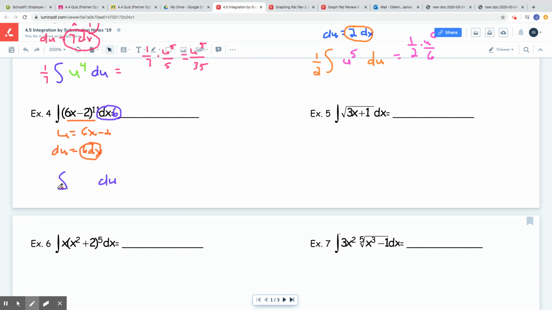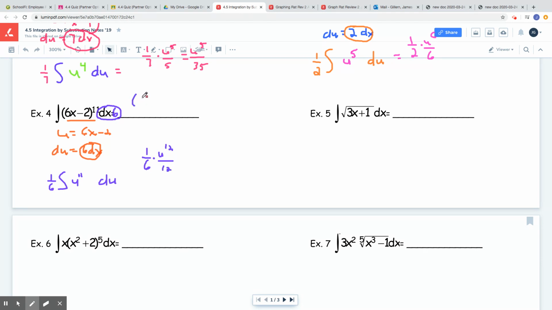It means on the outside, I need to put a 1/6 to balance that out. Remember, any constant can always be moved to the outside. So 6 times 1/6 is just 1. It's like you added nothing. Then this is u, so it's u to the 11th. And I get 1/6 times u to the 12th over 12, plus c.